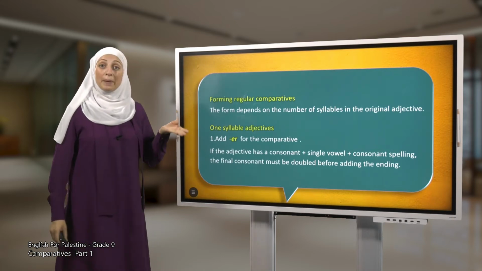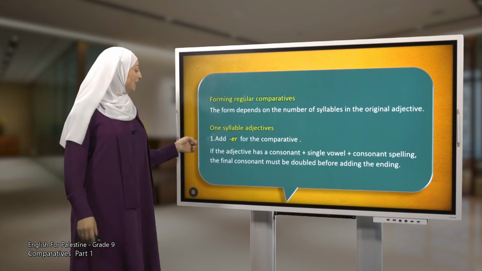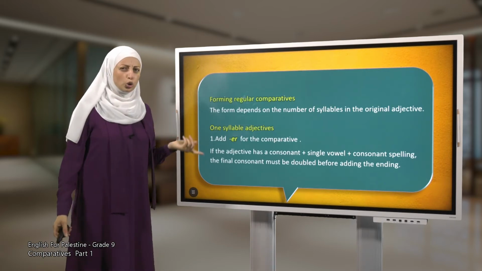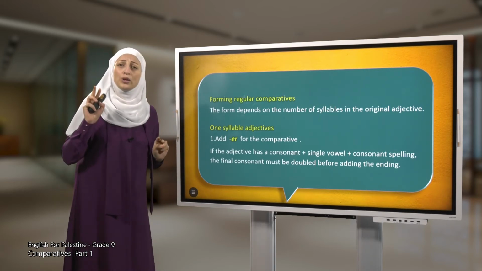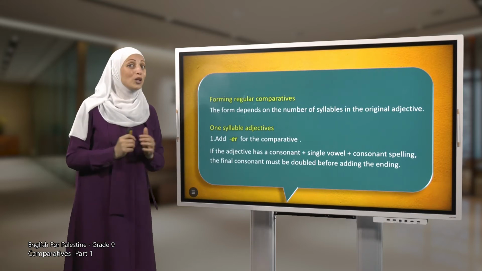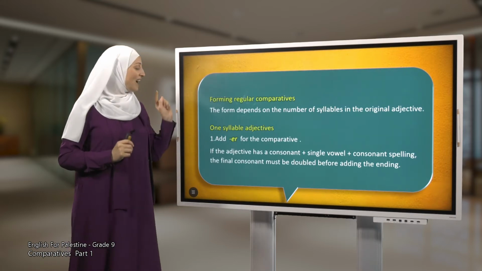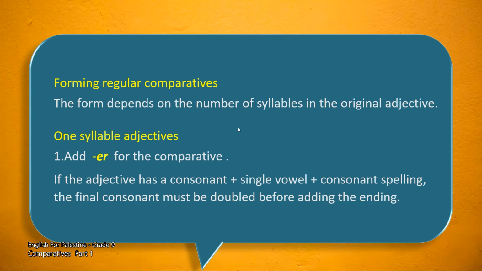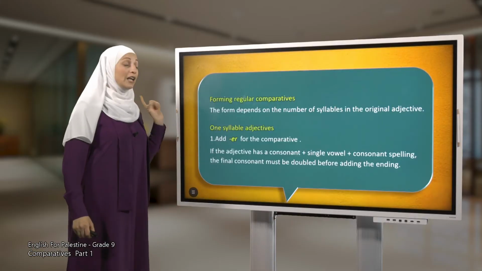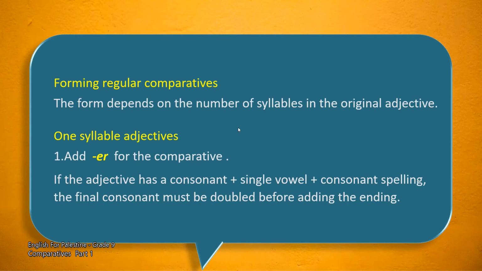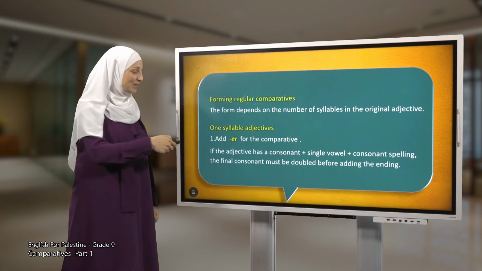Like what? Like big, like tall. Let's see. If you have big or tall and I want to compare between two people or two things, what should I add? Yes, I should add ER for the comparatives at the end of the adjective. And if the adjective has a consonant plus a vowel plus another consonant, you have to double the last letter before adding ER. Let's study those examples.